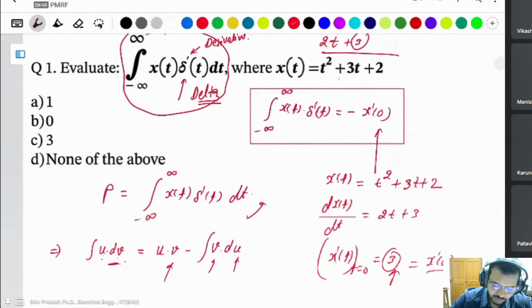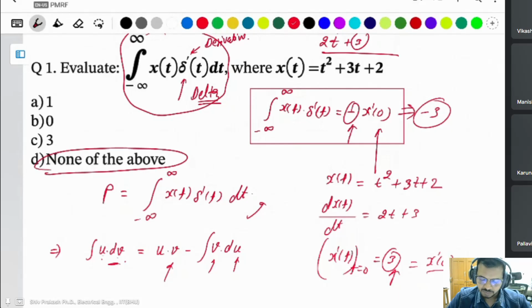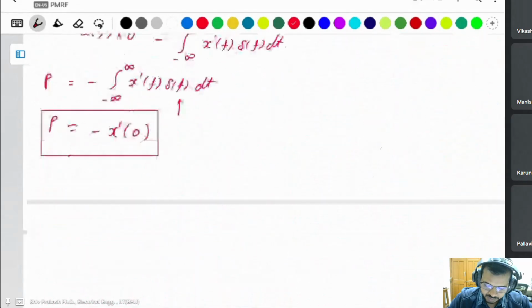Okay, this is a negative value, it's not positive, so it is none of the above. Also this is a minus of 3. Okay, this is fine. x'(t) at t equal to 0 is 3, but in our answer the negative is also there, so the final answer is minus 3.